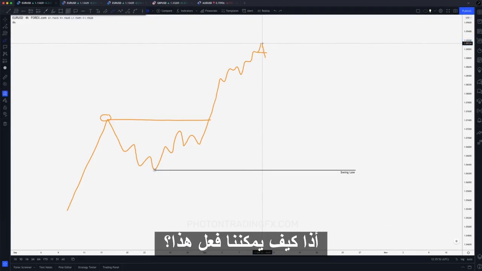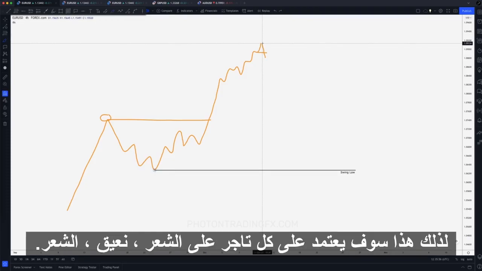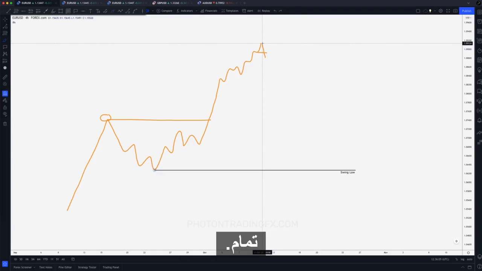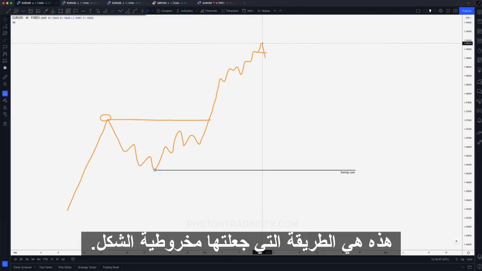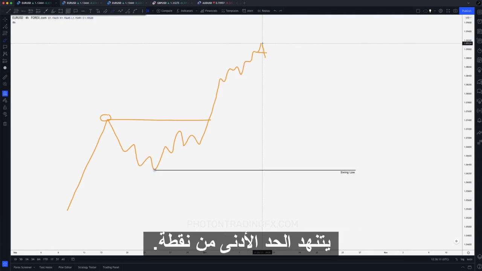So how do we do it? Well, I want to give you a clear answer, but this is going to depend upon each trader, upon what pair you are looking at, what instrument you are trading, and what time frame you are on, okay? This is the way that I have made it mechanical. Basically, you have to test it first and you have to come up with a minimum pip size. Okay, so try and simplify it.